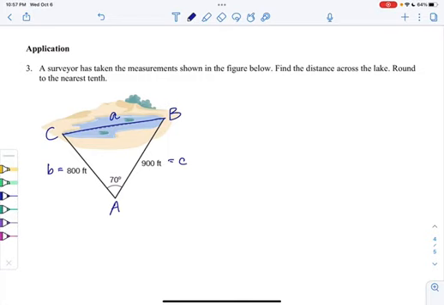So when I look at law of sines, what do I need? I need an angle and a side, and an angle and a side. When I'm looking at law of cosines, I need some angle and then all the sides. So what do I have here? I have two sides and I'm looking for a third, and I know one angle.